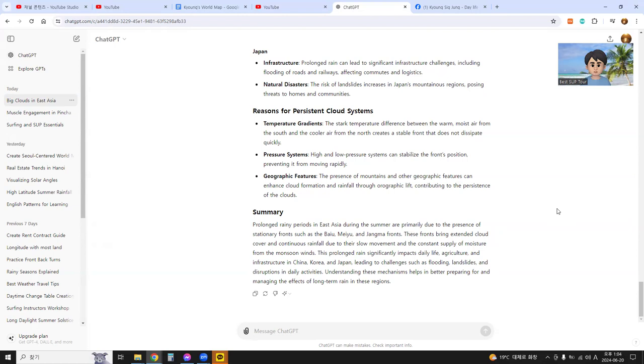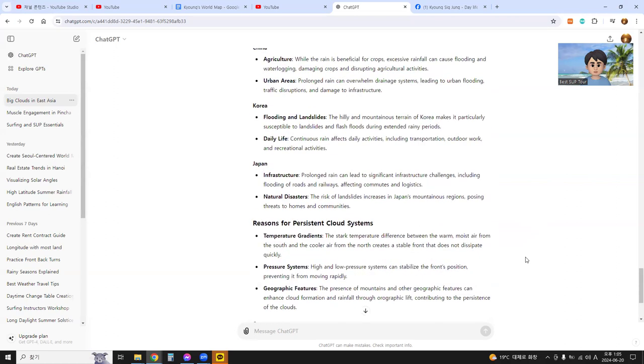Summary: the prolonged rainy period in East Asia during the summer is primarily due to the presence of stationary fronts such as the Baiu, Meiyu, and Changma. These fronts bring extended cloud cover and continuous rain due to their slow movement and the constant supply of moisture from the monsoons. This prolonged rain significantly impacts daily life, agriculture, and infrastructure in China, Korea, and Japan, with challenges such as flooding, landslides, and disruption of daily activity. Understanding these mechanisms helps in better preparing for and managing the effects of long-term rain in these regions.